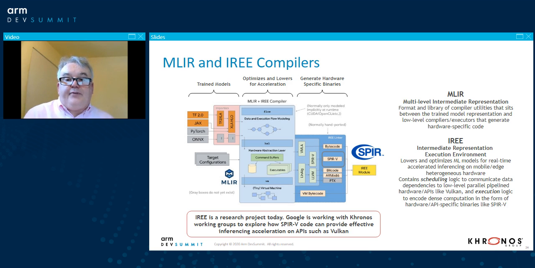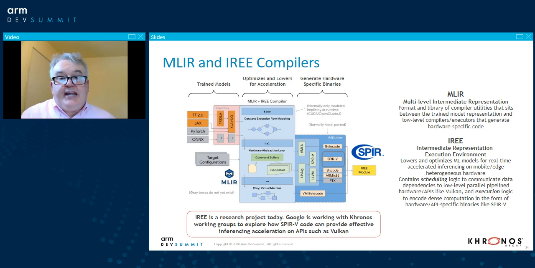The last step of that series of transformations is performed by a related Google open source project called IREE, which performs the lowering into hardware-specific code such as ARM or x86 machine code, or SPIR-V for ingestion into hardware acceleration APIs such as OpenCL or Vulkan.